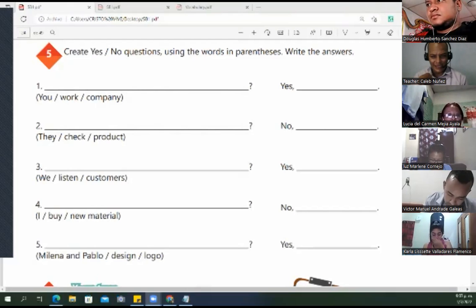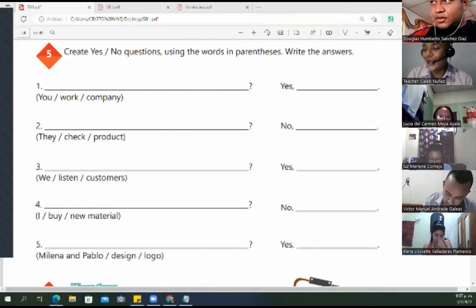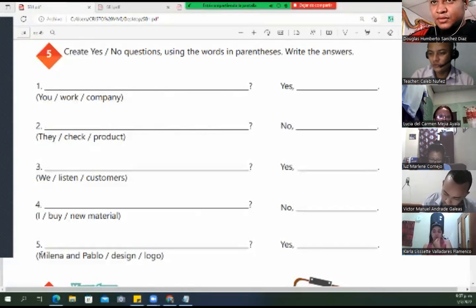Do I buy? Do I buy new material? Como que yo estoy consultándome a mí mismo, right? Do I buy new material? No, I don't. No, I don't. Okay, Melina and Pablo, design logo.